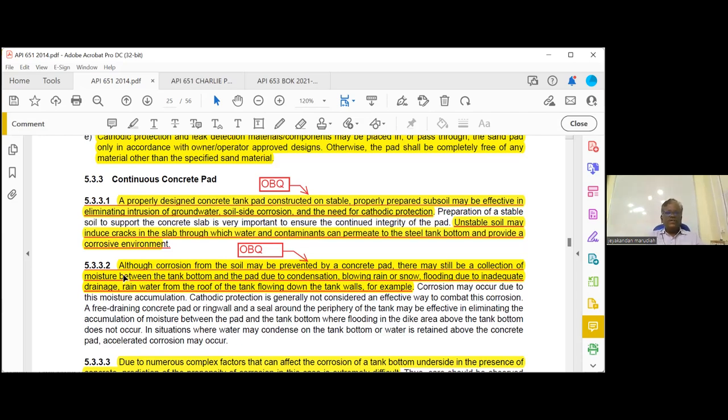Okay, sir. Although corrosion from the soil may be prevented by a concrete pad, there may still be a collection of moisture between the tank bottom and the pad due to condensation, blowing rain or snow, or flooding due to inadequate drainage from the tank. So that's why, regarding what you asked about in the morning video, on the concrete pad they are installing an anode above it. It can be installed.